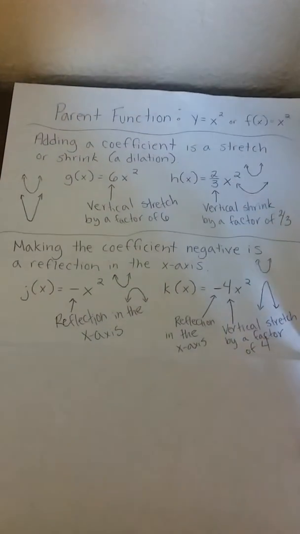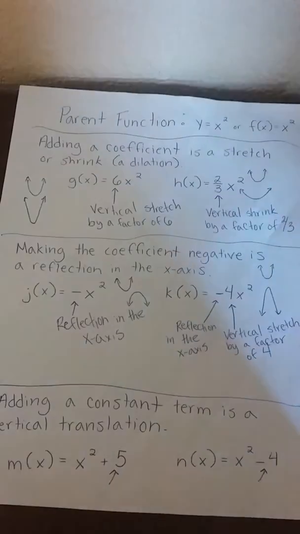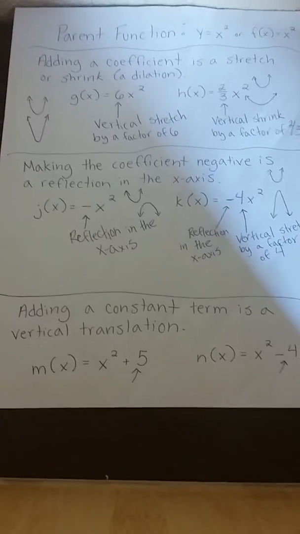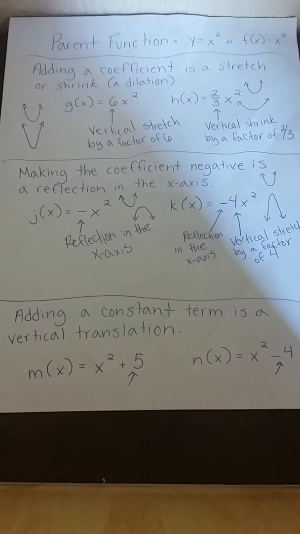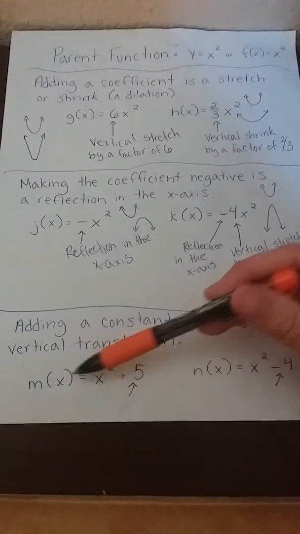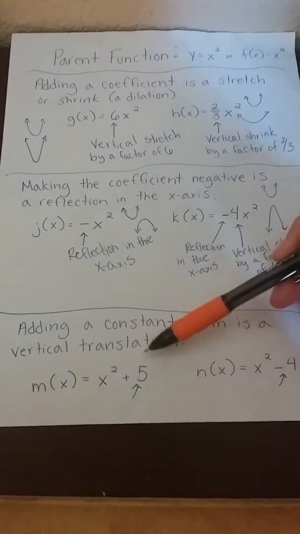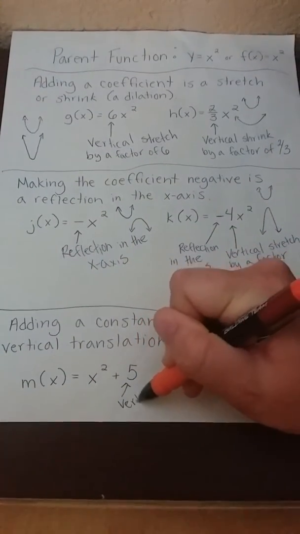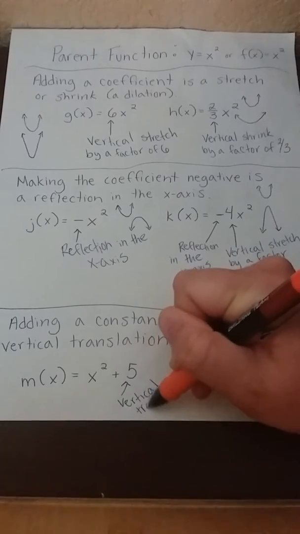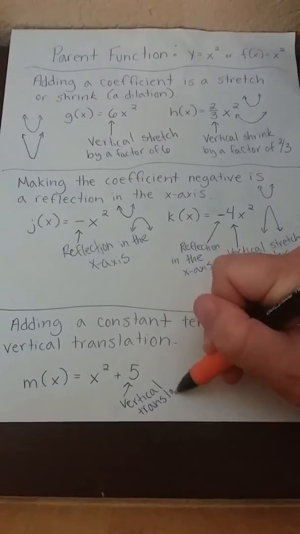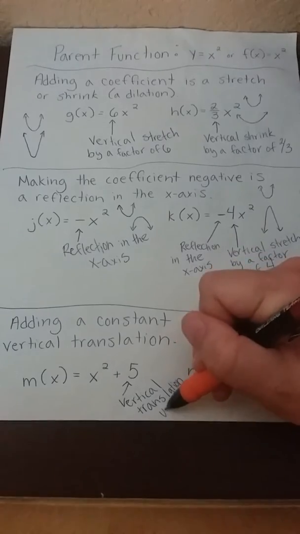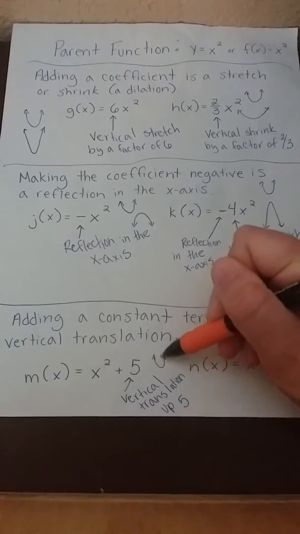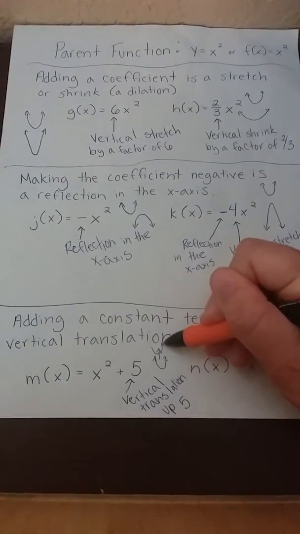Another way that we can alter the parent function is by adding a constant term. Now, adding a constant term is a vertical translation. So for example, here we have m of x equals x squared plus 5. 5 is our constant term being added to the end of the function there. This is a vertical translation up 5. So we're moving the entire graph up 5 units. We're just kind of taking that U, we're not changing the shape of it, we're just moving it up so it's farther up on our graph.